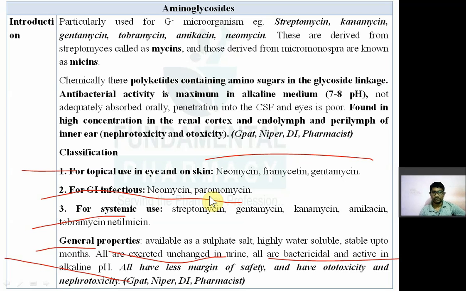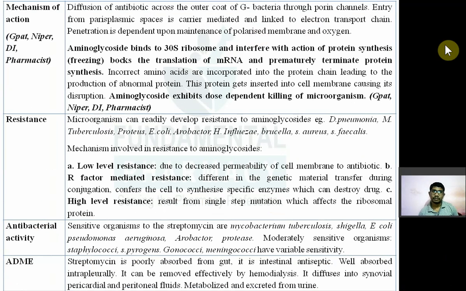Remember this. Some things are not mentioned here, but I have said them. All of these drugs have less margin of safety. They have a narrow therapeutic index, and they will have these common adverse effects, like ototoxicity and nephrotoxicity. The other reactions, like local reactions and GIT upset, are common anyway. Mechanism of action is important.